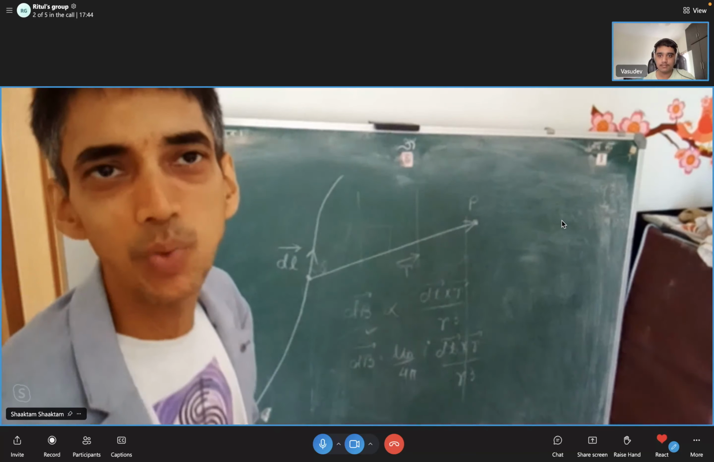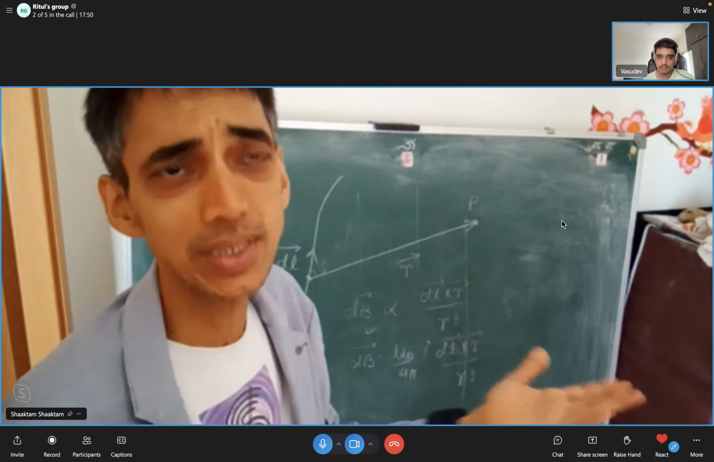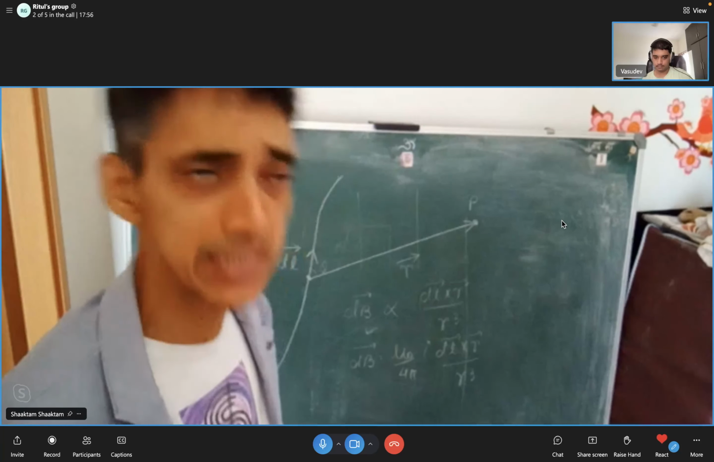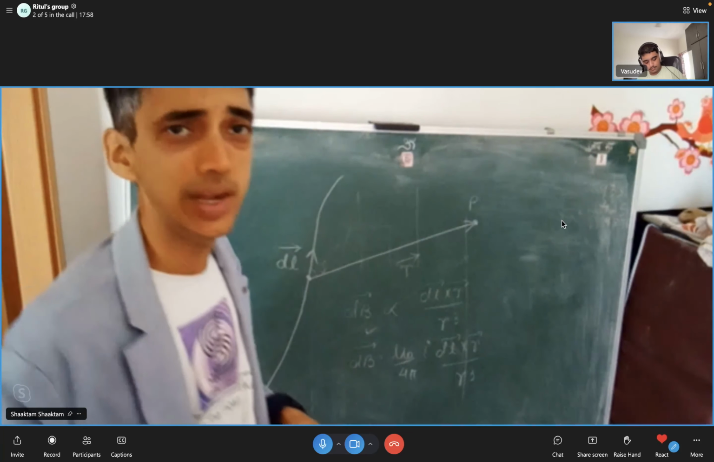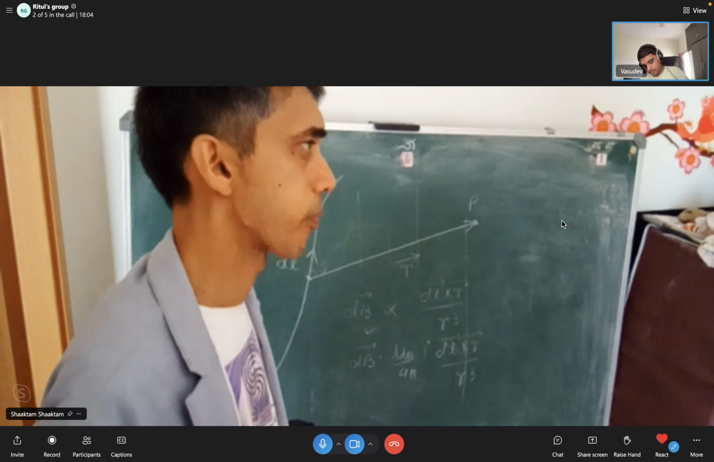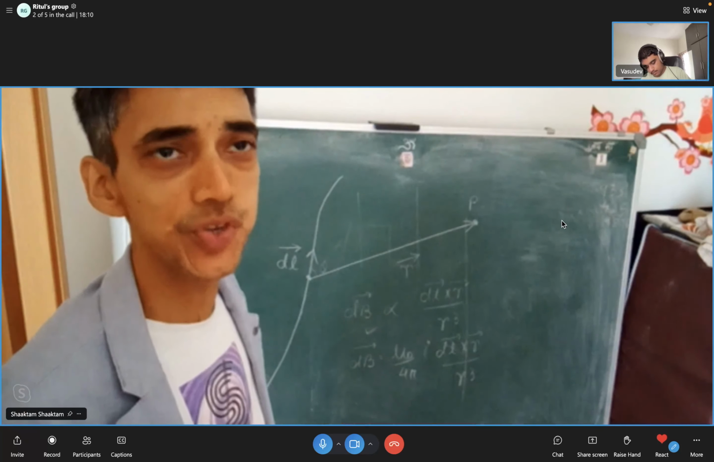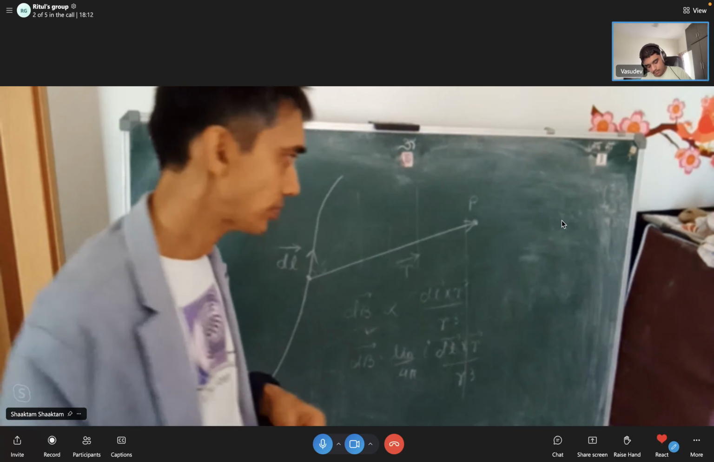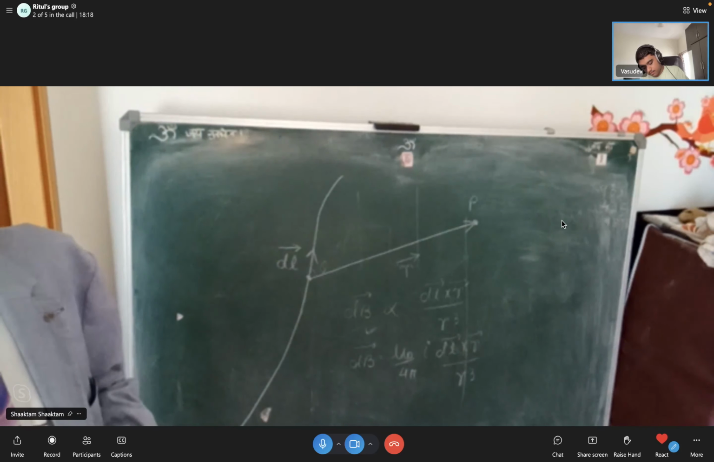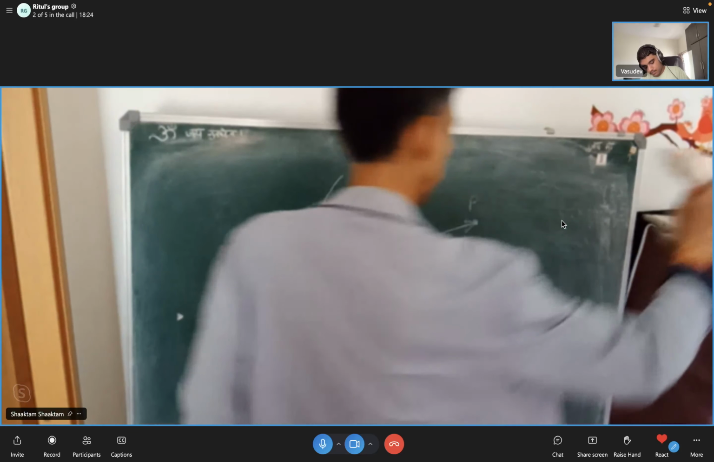We are to build up now. We'll take different configurations. The first to begin with is, as I said, a straight conductor. Infinitely long straight conductor. Let us find the magnetic field generated by an infinitely long straight conductor carrying current I. Infinitely long straight conductor carrying current I.